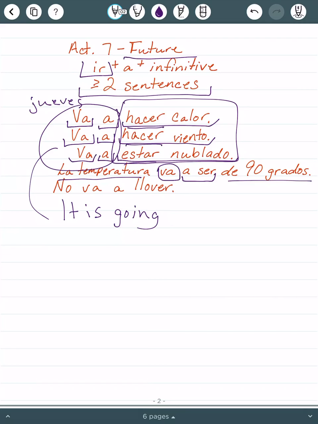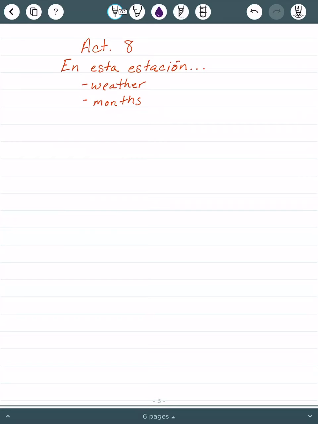If you want a negative sentence, you just put your no in front of your conjugated verb. It's not going to rain. But the main thing I'm looking for here is that va, a, and then a phrase from your vocab list. All right, activity 8. Let's check it out.